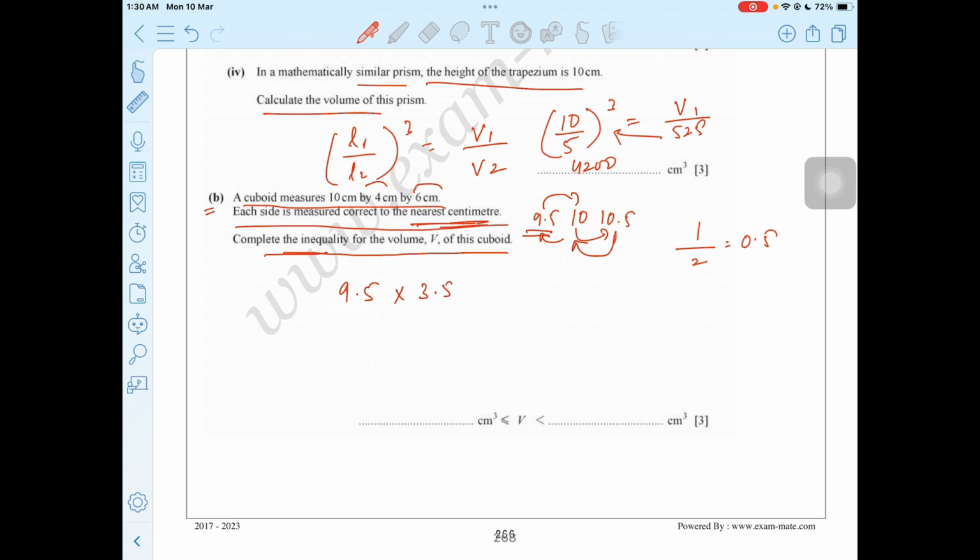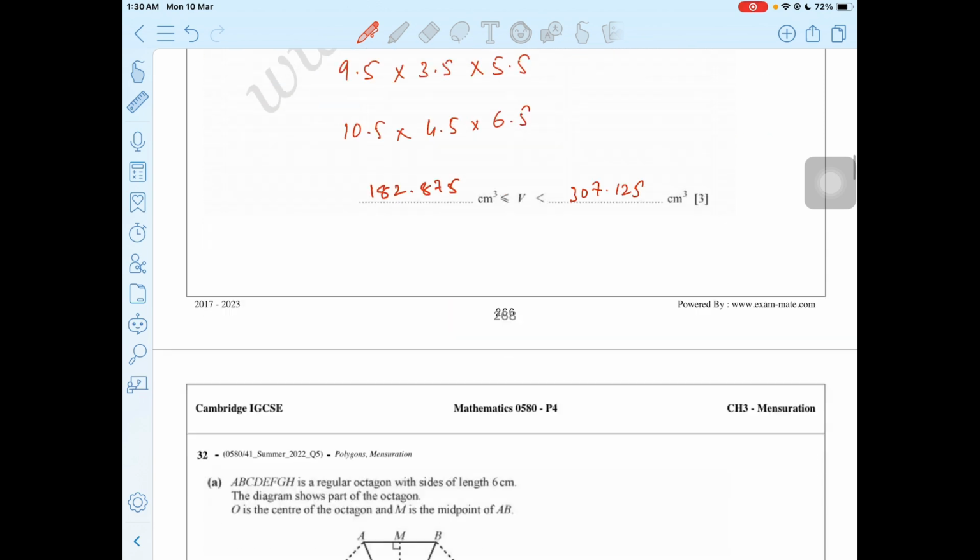We subtract 0.5 from here, so this would be 5.5, and then we take the maximums, right? So this would be 10.5, 4.5, and then 6.5, right? So we get our answers as 182.875 and 307.125. Okay, now let's quickly move on.